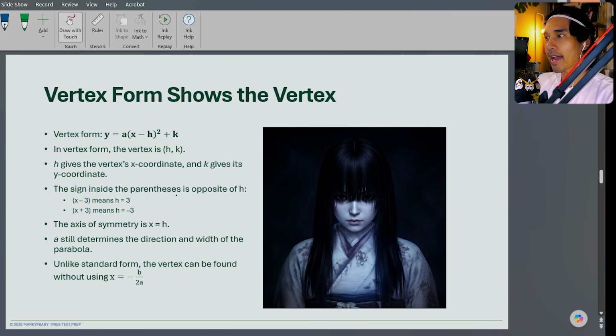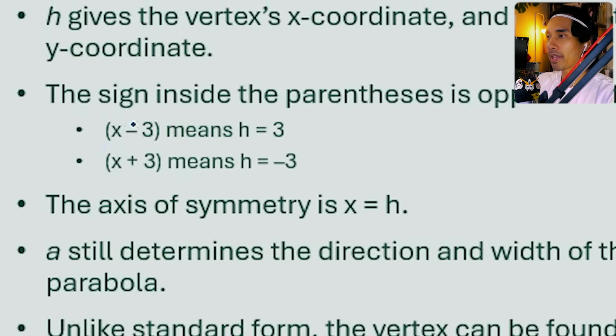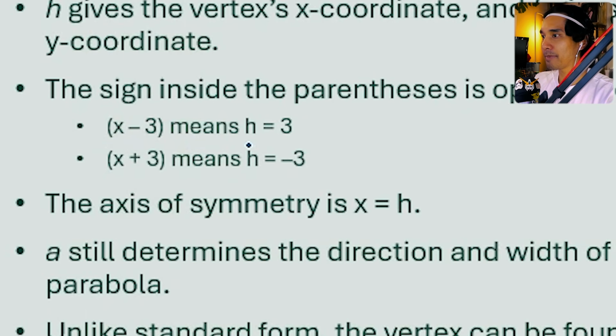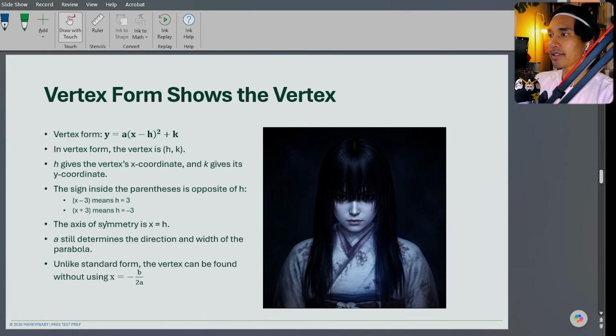The sign inside the parentheses is opposite of h. So when we have x minus 3, that means h is equal to 3. Okay, see this negative? It becomes positive with h. x plus 3 means h is negative 3. The axis of symmetry is x equaling h. You'll find out that you'll be using the same formula, h is equal to negative b over 2a. This will give us the axis of symmetry.